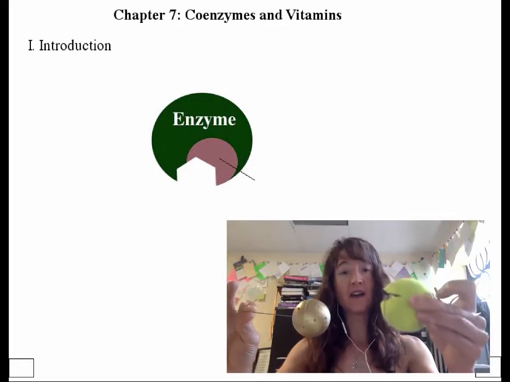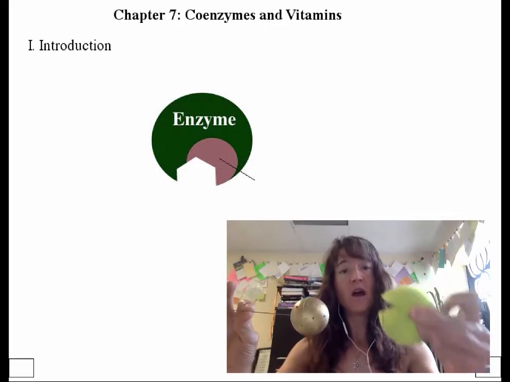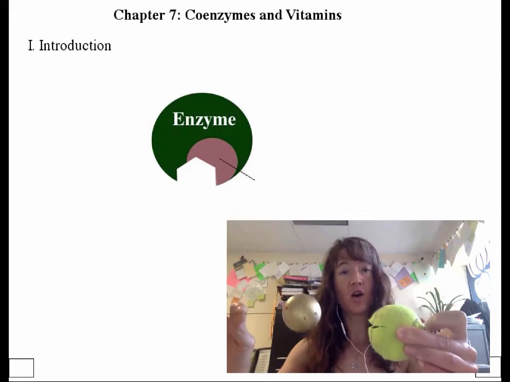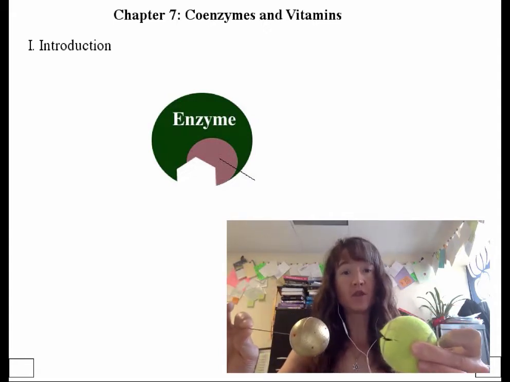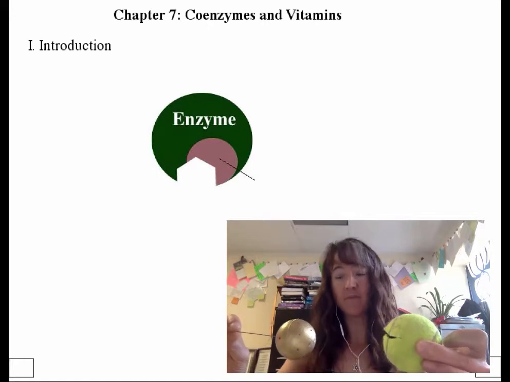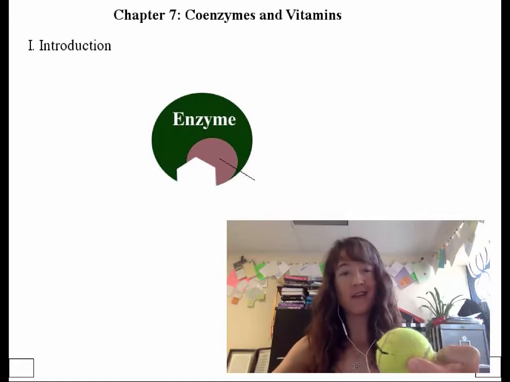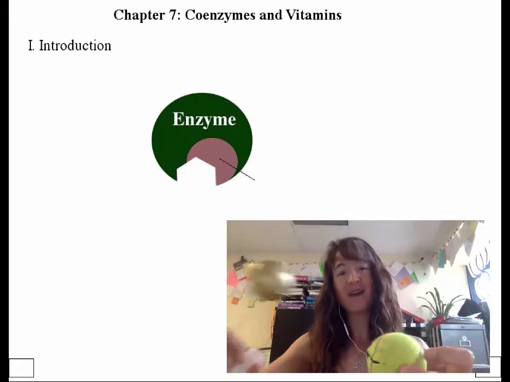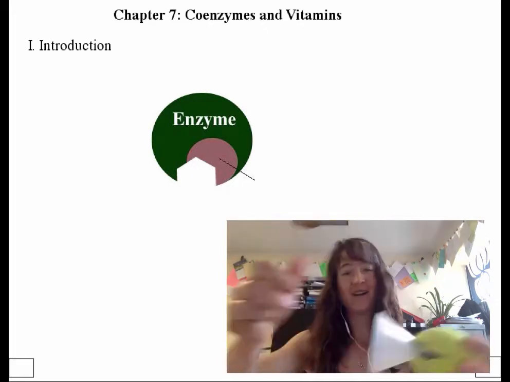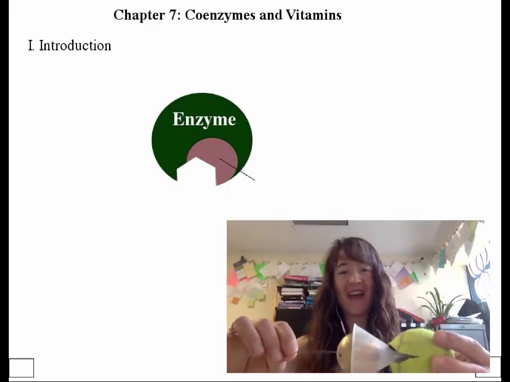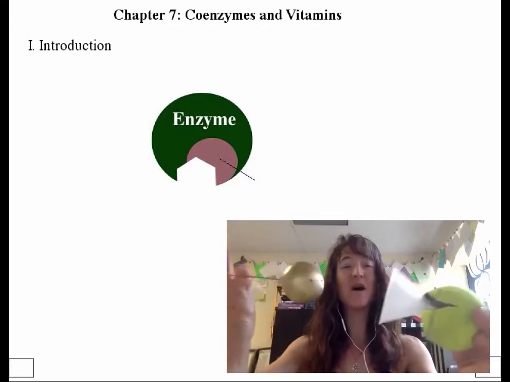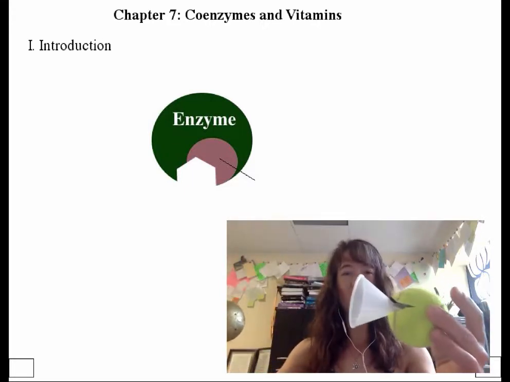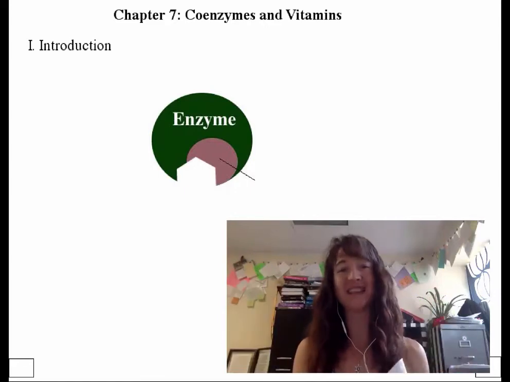We actually call that an apoenzyme. So an enzyme that needs a cofactor in order to bind its substrate is non-functional. It's called an apoenzyme. And it's only when this apoenzyme gets its cofactor that it becomes whole and can bind its substrate. We call it a holoenzyme. So an enzyme plus its cofactor is a holoenzyme.